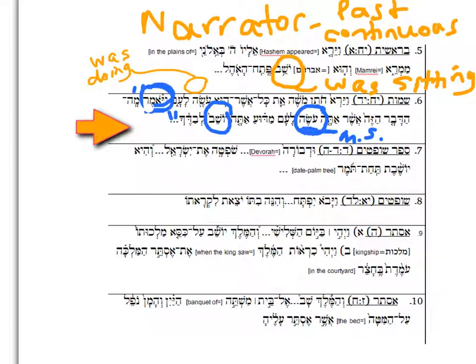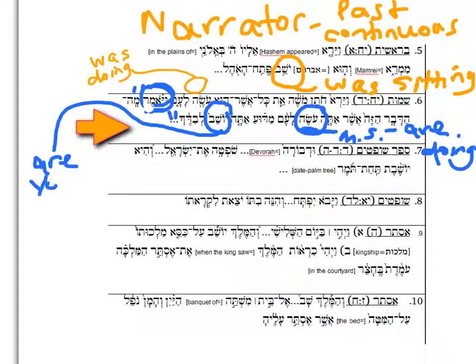What is this thing? Asher ata oseh, that you are doing. It has to be present tense or future tense because I have a speaker. What is this thing that you are doing? La'am, for the nation. Madua ata yoshev, why are you sitting? Why are you sitting livadecha, alone? Okay, so here, because I have a speaker, it's going to be present tense or future tense.